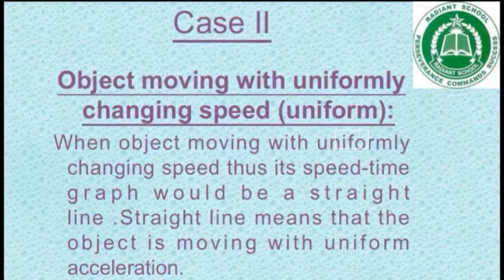The unit of speed, students, is meter per second and time is calculated in seconds. So meter per second divided by one more second becomes meter per second square. And we know that meter per second square is the unit of acceleration. So the straight line in the second case, the object with uniformly changing speed, will give us information about the acceleration. Let's see its graph, students.